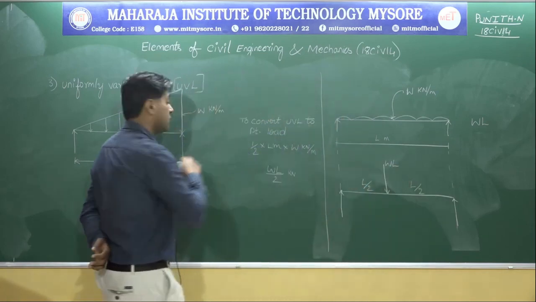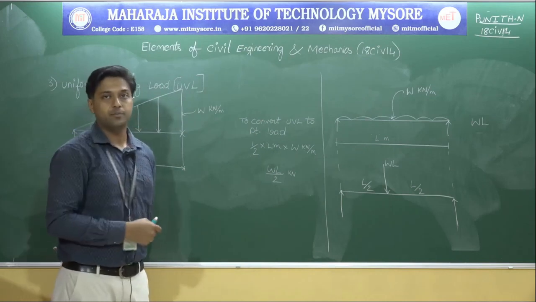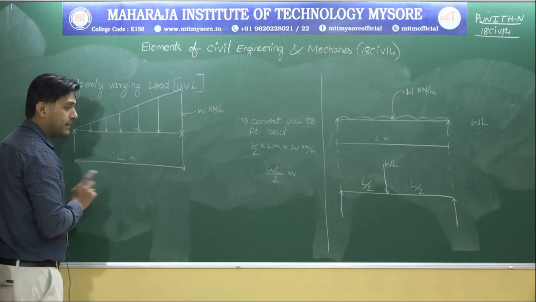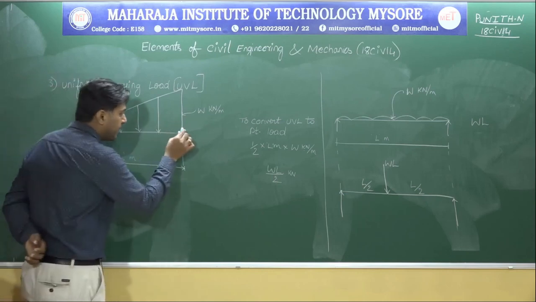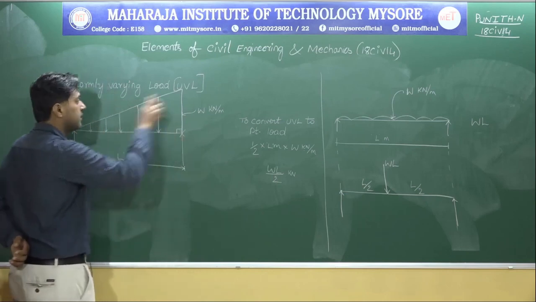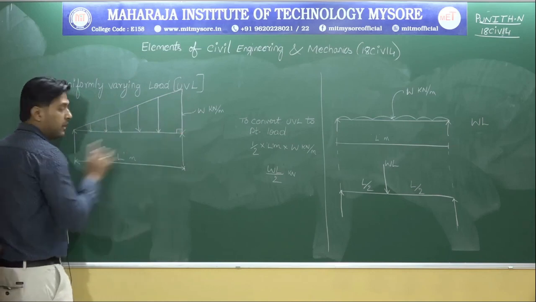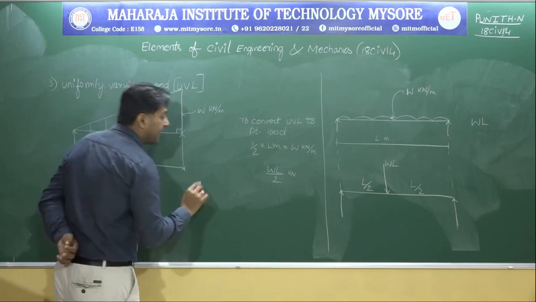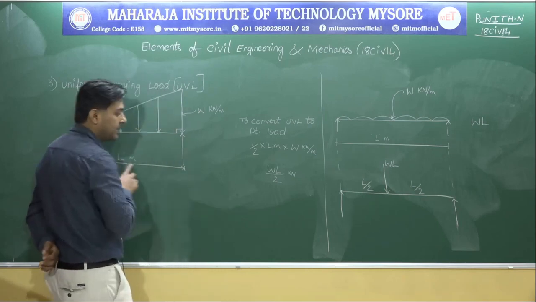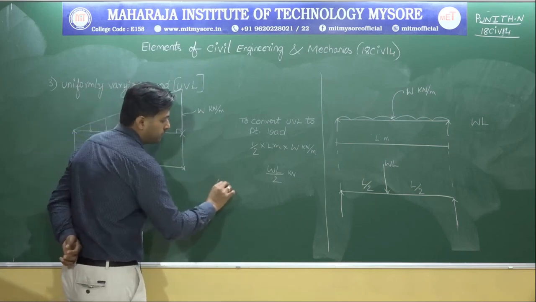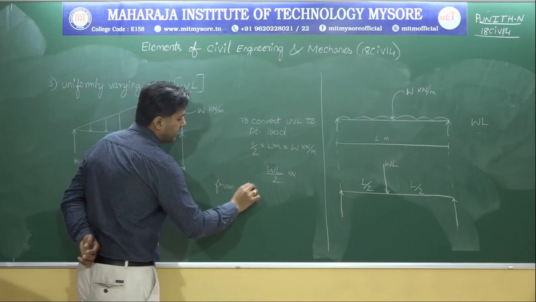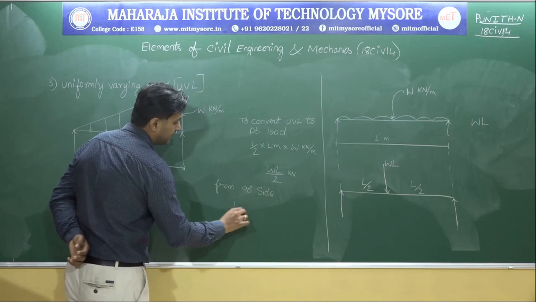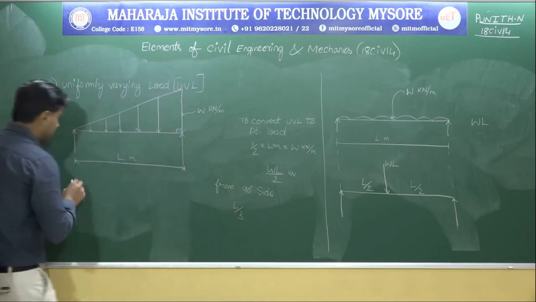But now in case of uniformly varying load, it will not act exactly at the center. Please remember one thing, from the 90-degree side, don't you think it's a right angle triangle? From the 90-degree side, it acts at a distance of B by 3 or L by 3. So from the 90-degree side, it acts at a distance of L by 3. Please remember.